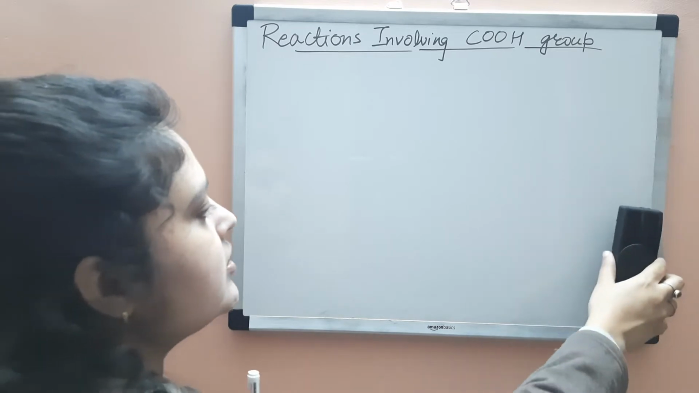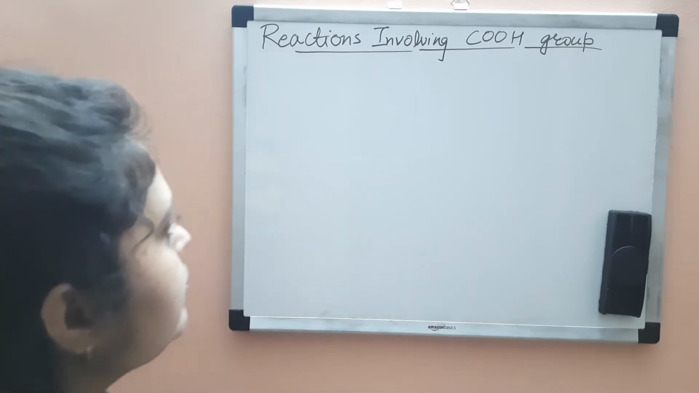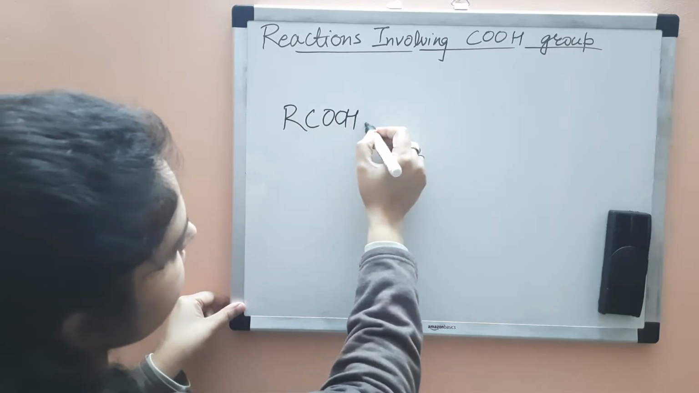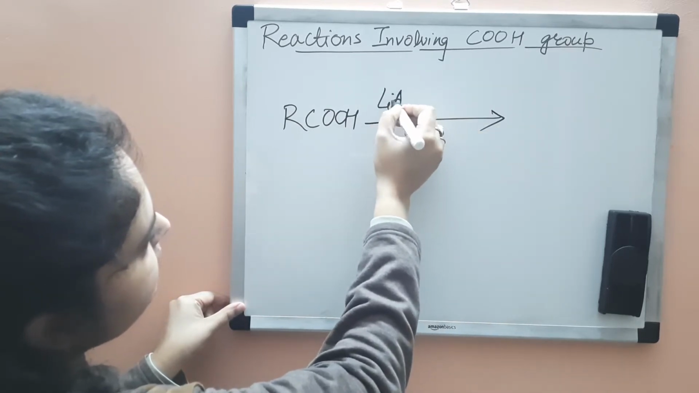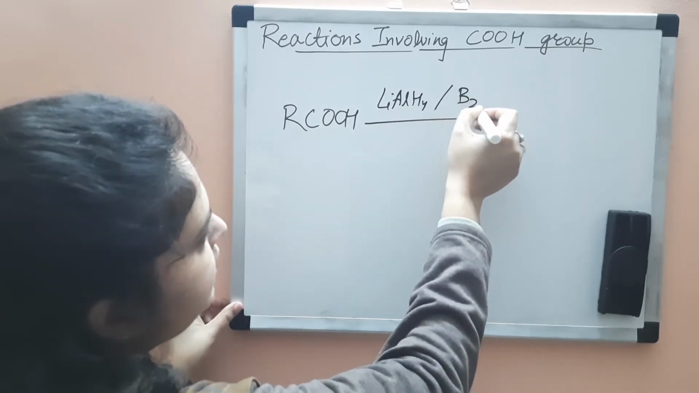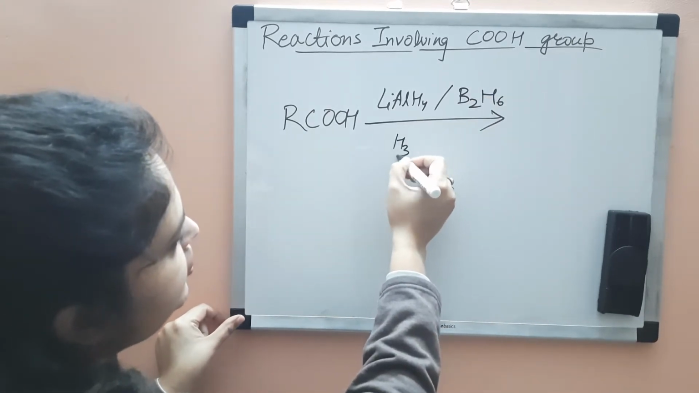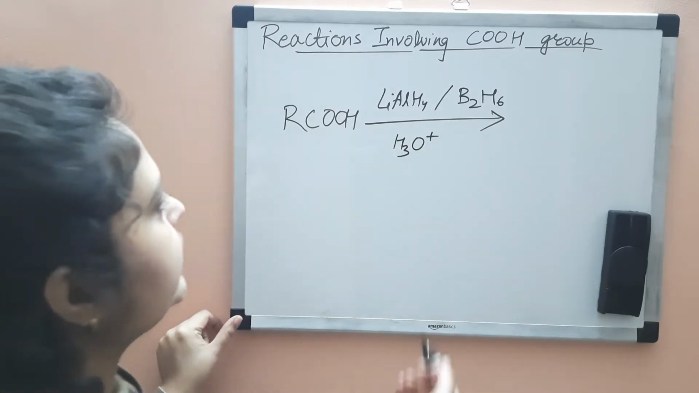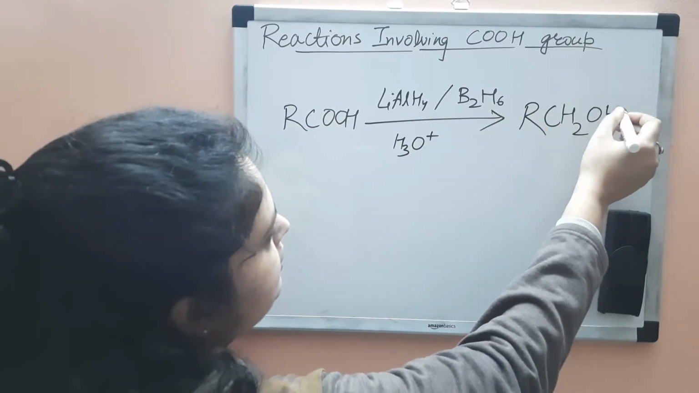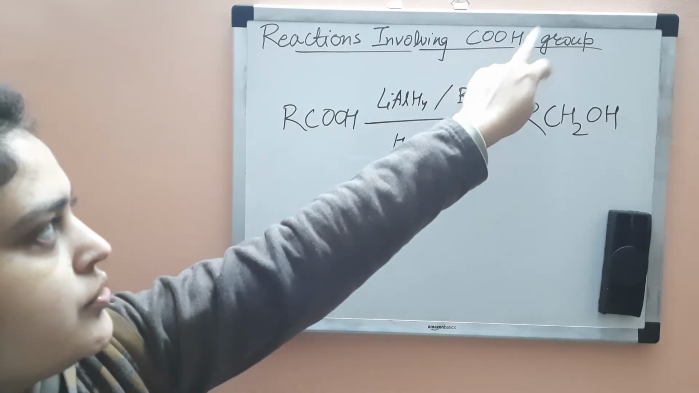So in reduction reaction, the carboxylic acid will convert into primary alcohol. So what will we add? You are taking carboxylic acid and you can add lithium aluminium hydride or your diborane B2H6 in the presence of ether, and secondly you add H3O plus, and what will you get? You will get your primary alcohol. So this is the first reaction, that is reduction reaction that involves the COOH group.